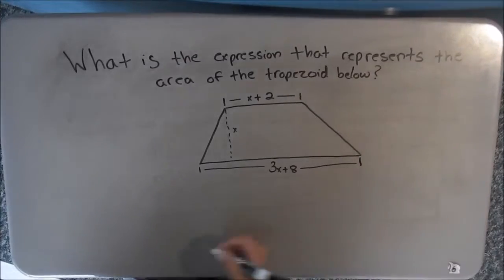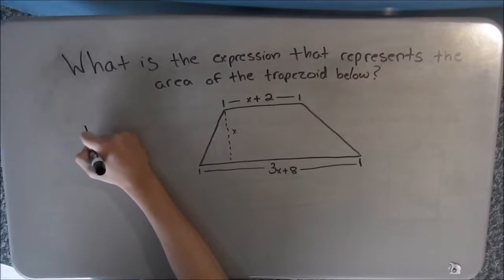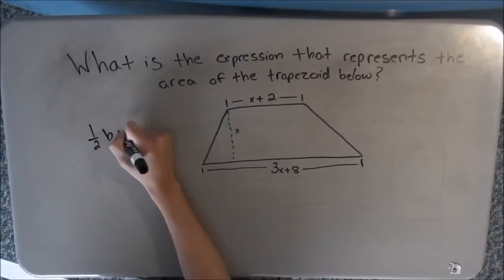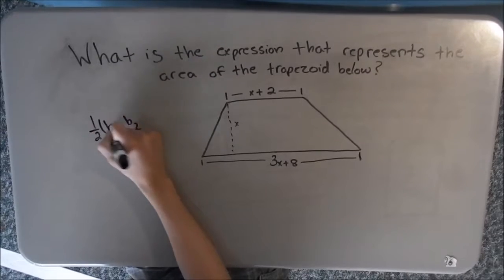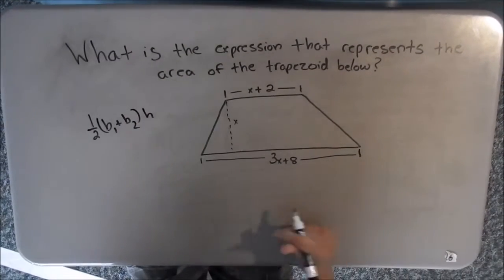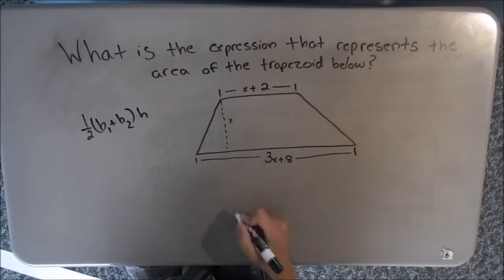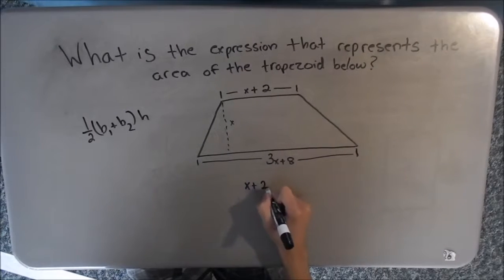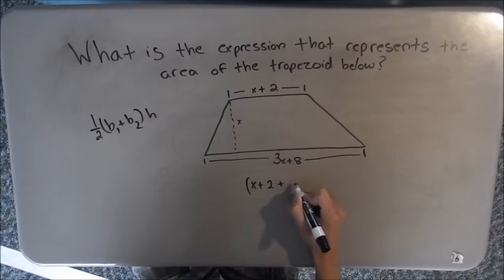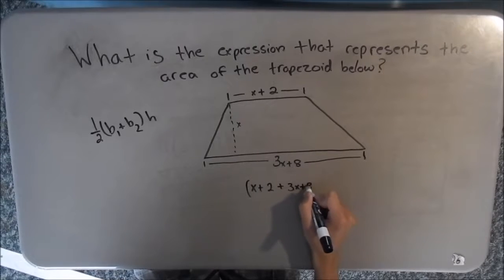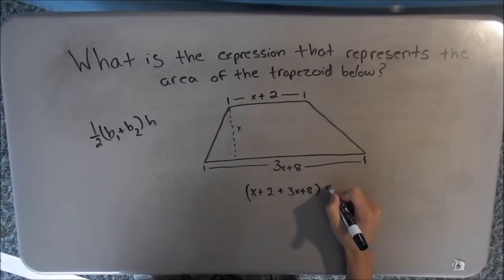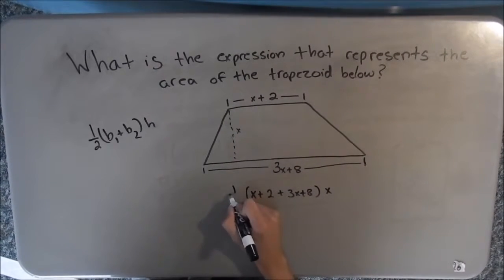Hey guys, if you want to try out the problem for yourself, go ahead and pause this video. The area of a trapezoid is 1/2 the first base plus the second base times the height. So we have our two bases here, x plus 2 and 3x plus 8. And our height is simply x, and it's half of that.